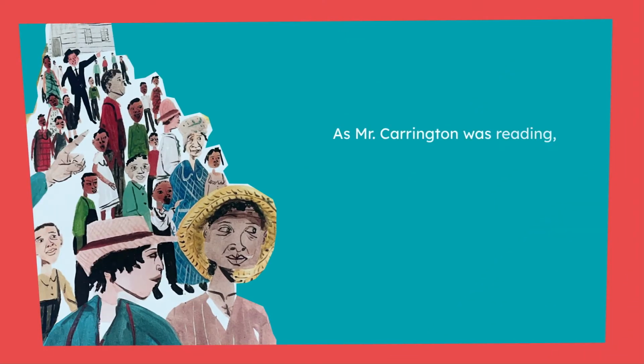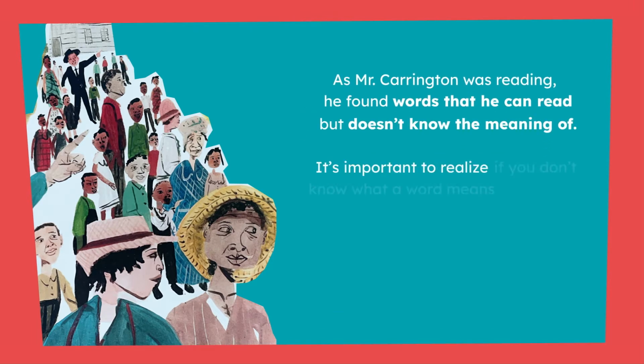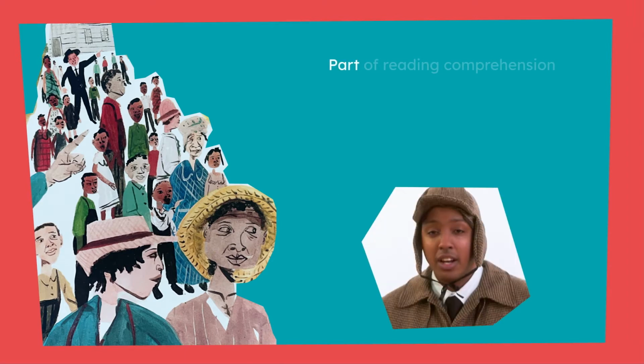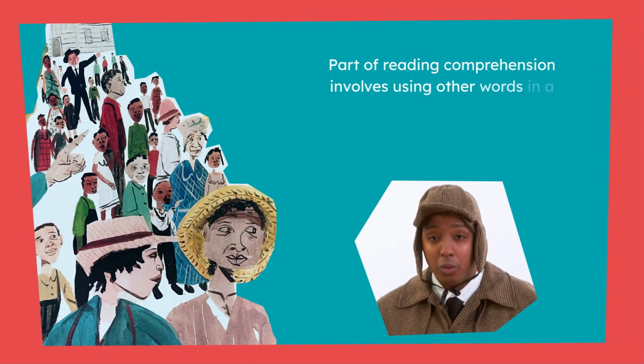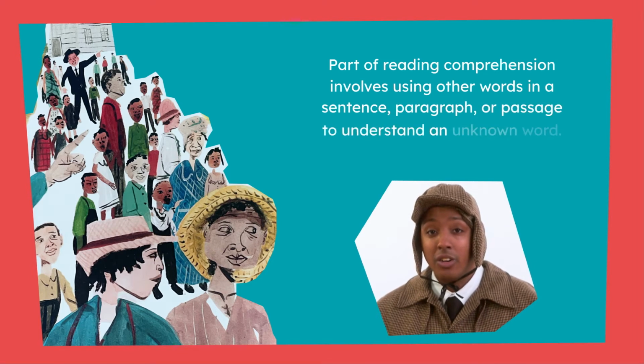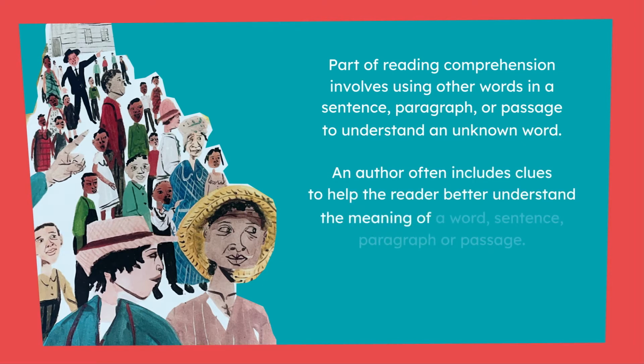As I've been reading this book, I've come across words that I can read, but I do not understand what they mean. It's important to realize when you're reading if you don't know what a word means so that you can figure it out and deeply understand the text. Part of reading comprehension involves using other words in a sentence, paragraph, or passage to understand an unknown word. An author often includes clues to help the reader better understand the meaning of a word, sentence, paragraph, or passage. These hints are called context clues.